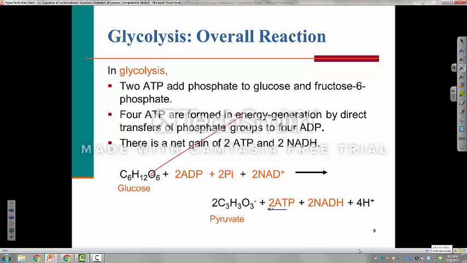ATP of course is high energy, but some of the energy involved in the oxidation of glucose to pyruvate is also stored as NADH. Unfortunately, the cell can't really use NADH as energy currency like it can for ATP. So we'll see later how this NADH gets converted to something more usable like ATP.